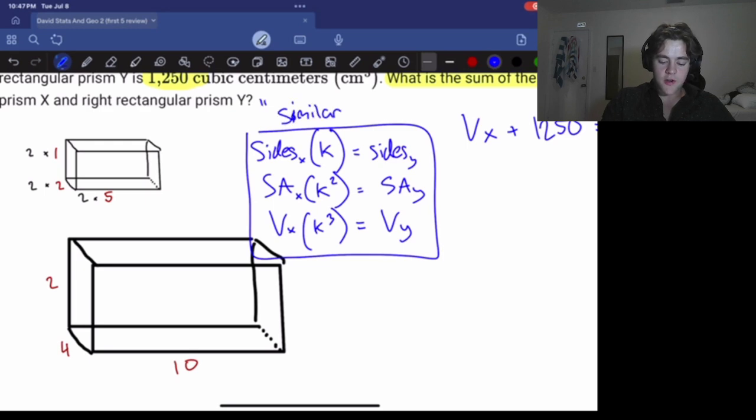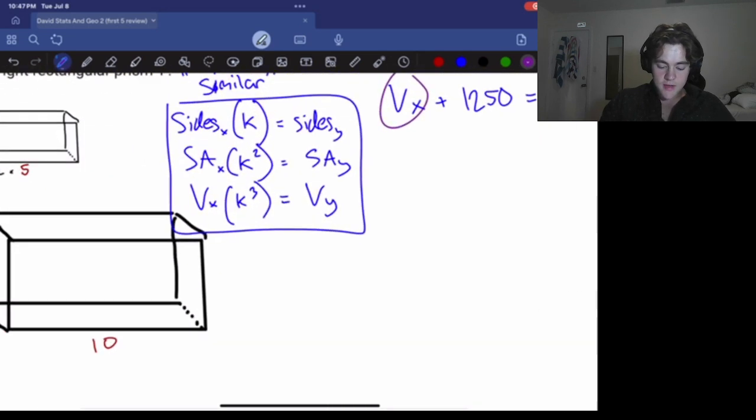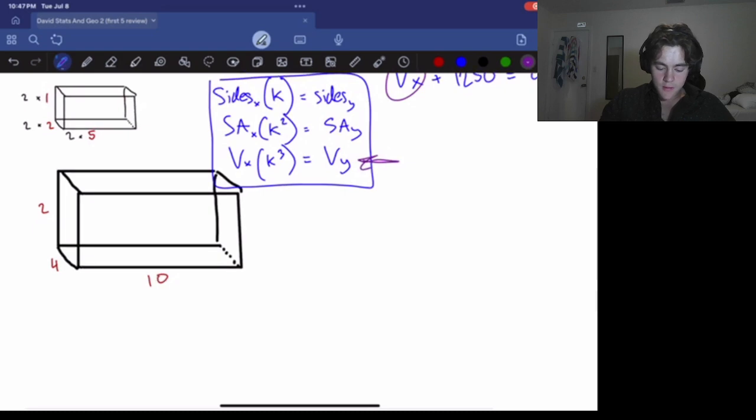And this should be popping into your head as you're doing this question. Okay, so out of these three equations, what's important? What do we need to grab? Well, we want to know volume of x, right, from our original equation. So I'm going to say this one: V of x times k cubed equals V of y. Well, we know V of y, they give it to us. It's 1250.